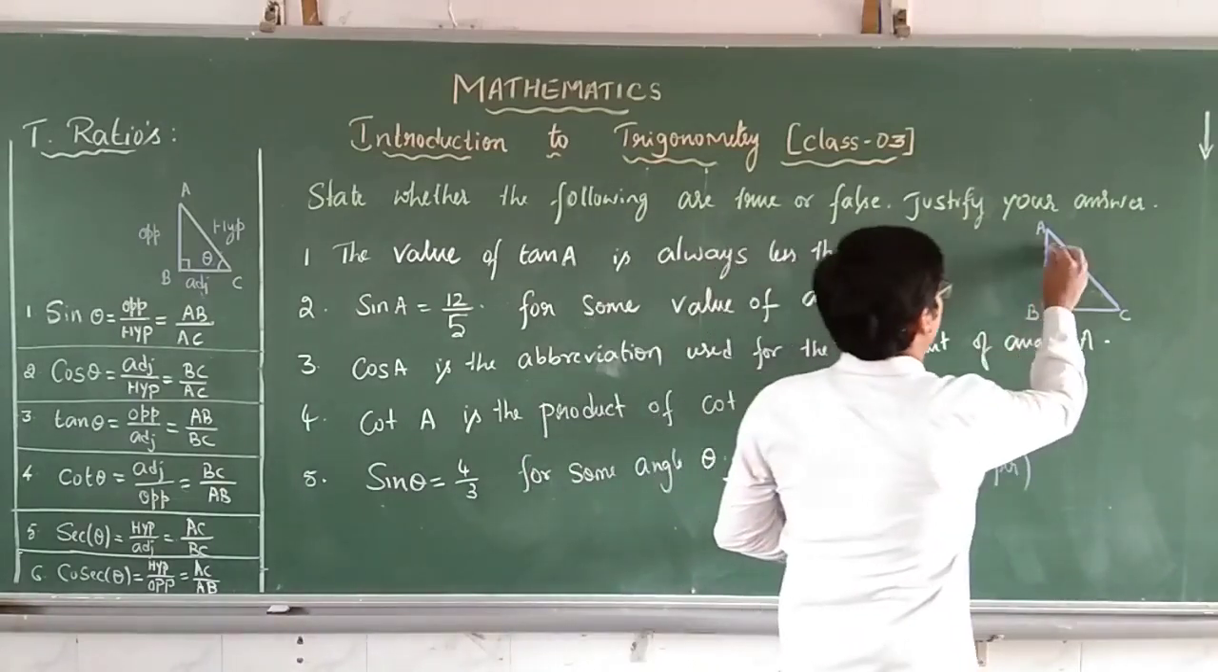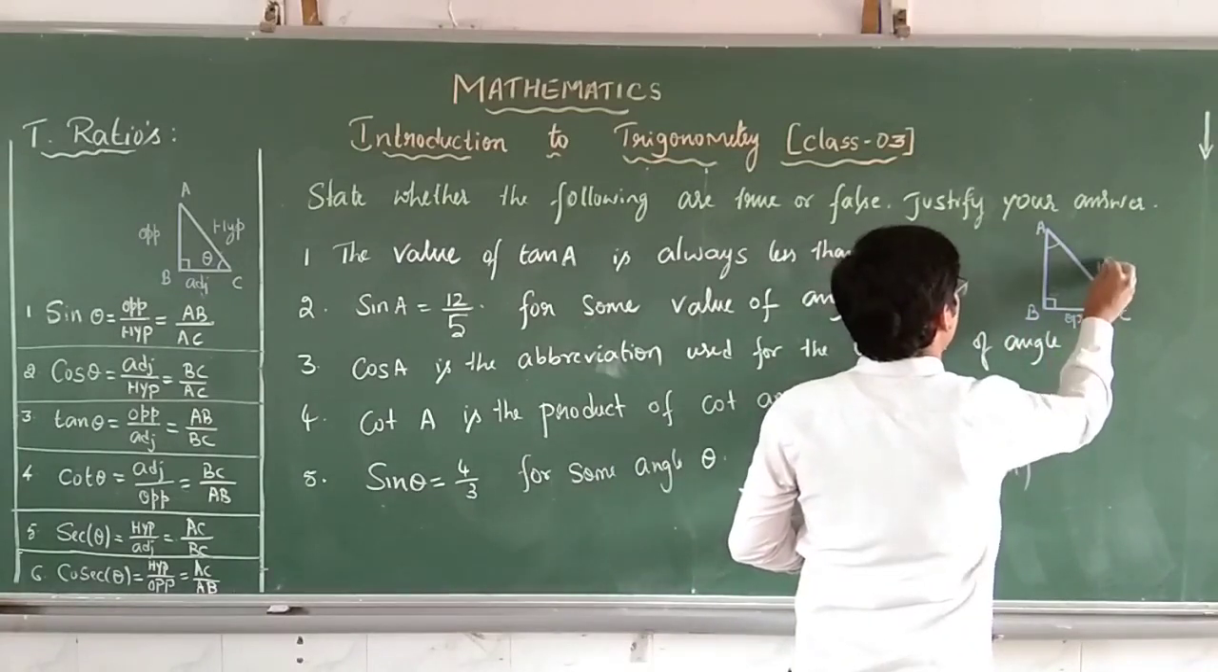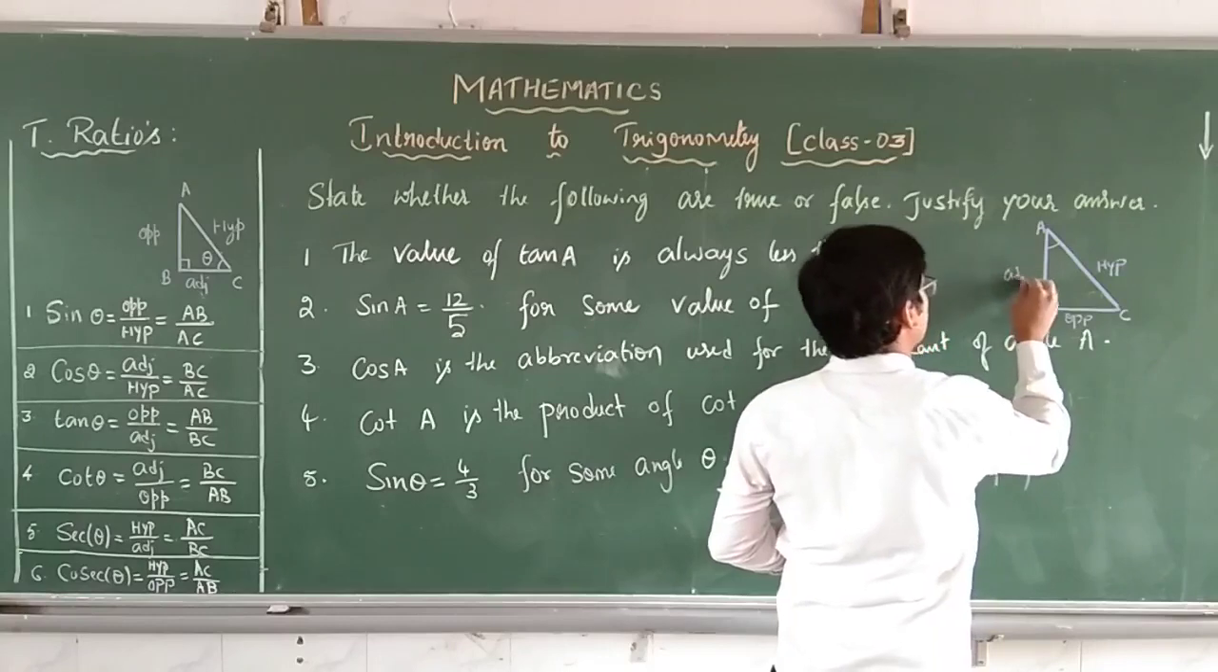For example, if I define it as angle A here, this will become opposite, this will become hypotenuse, this will become adjacent.